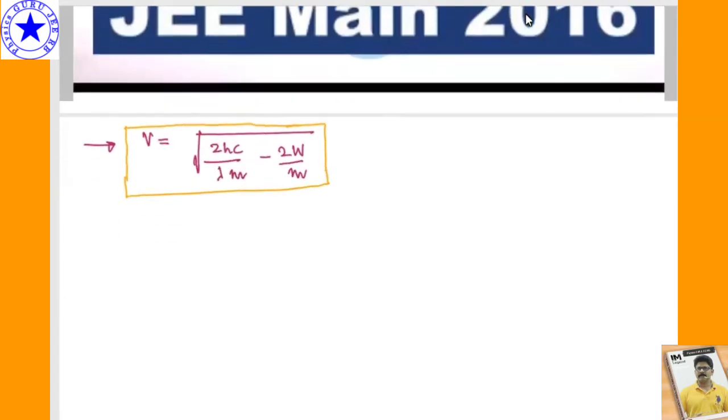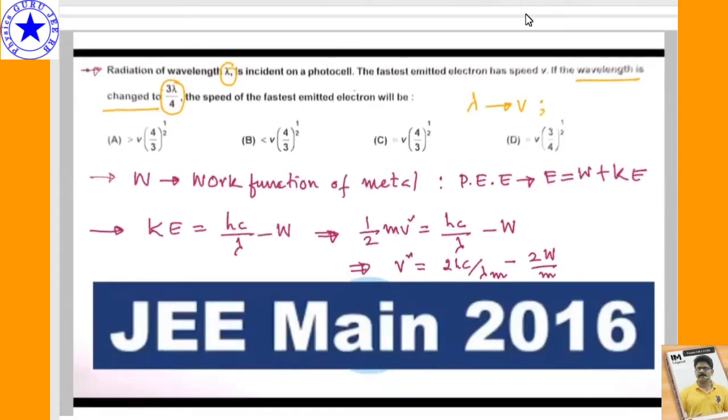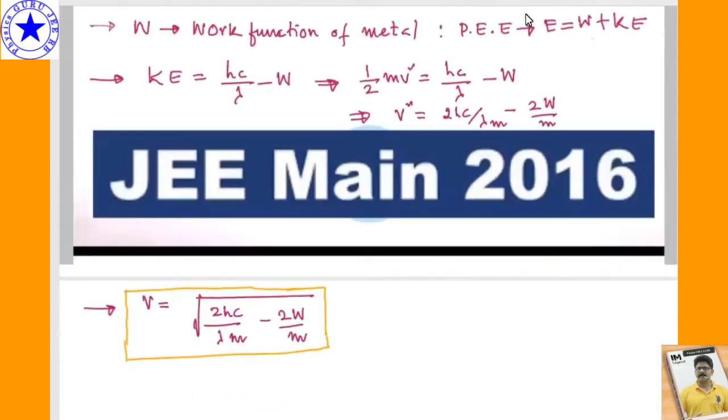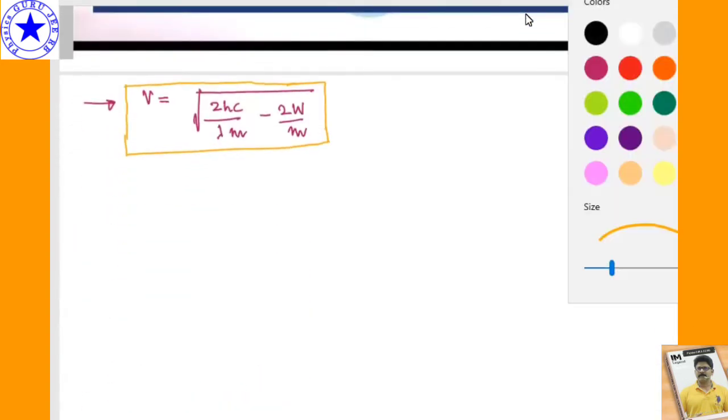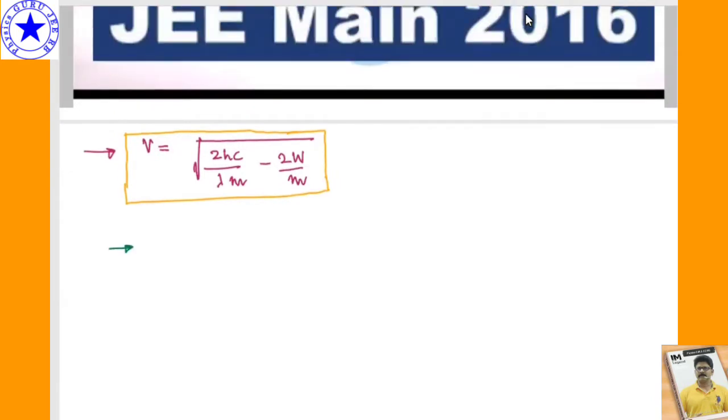Next, the wavelength is changed to 3 lambda by 4. Initially it was lambda. When the wavelength is lambda, the velocity is v. Now when it is 3 lambda by 4, we have to calculate the velocity. Let us take the velocity for 3 lambda by 4 as v dash.